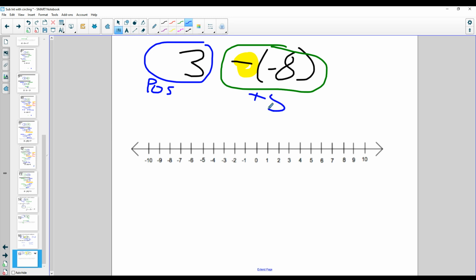+8. So that's positive. So I go starting at 0 again. Let me erase this. So we start at 0. The first integer is 3 positive. Positive are to the right of 0. Then the second one said +8. So I go 8 more units. 1, 2, 3, 4, 5, 6, 7, 8. And that should have been 11 right there. And the answer is 11.